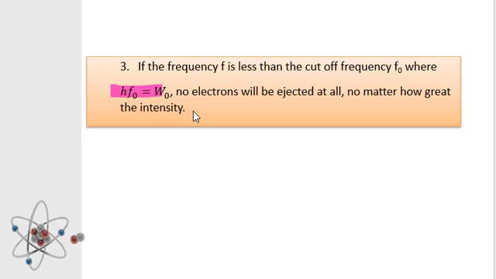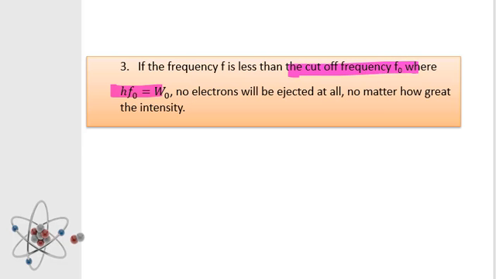You have to meet the work function, the minimum energy, so that the electron can be removed from the surface. So if the frequency is less than the cutoff frequency, then no electron will be ejected, no matter how you increase the intensity of light. So it will be dependent on the frequency.